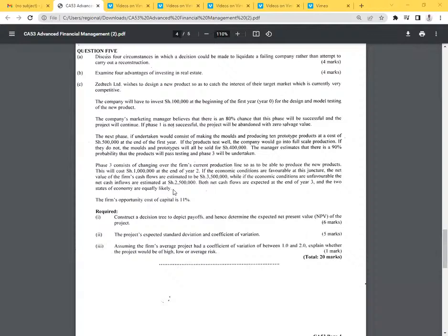If the economic conditions are favorable at this juncture, the net value of the firm's cash flows are estimated to be 3.5 million. While if the economic conditions are unfavorable, the net cash inflows are estimated at 2.5 million. Both net cash flows are expected at the end of year 3, and the two states of the economy are equally likely. The firm's opportunity cost of capital is 11%. So basically, they're giving us the COC, the cost of capital. They want us to construct a decision tree to depict payoffs and hence determine the expected net present value of the project.